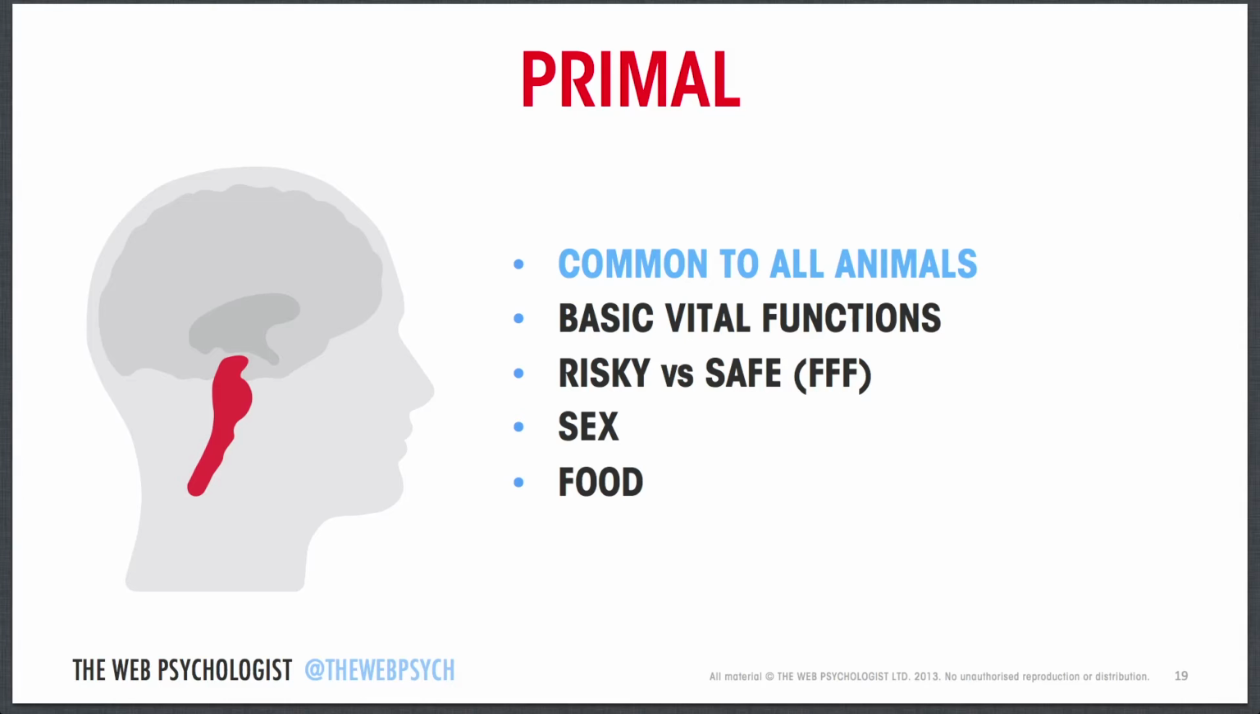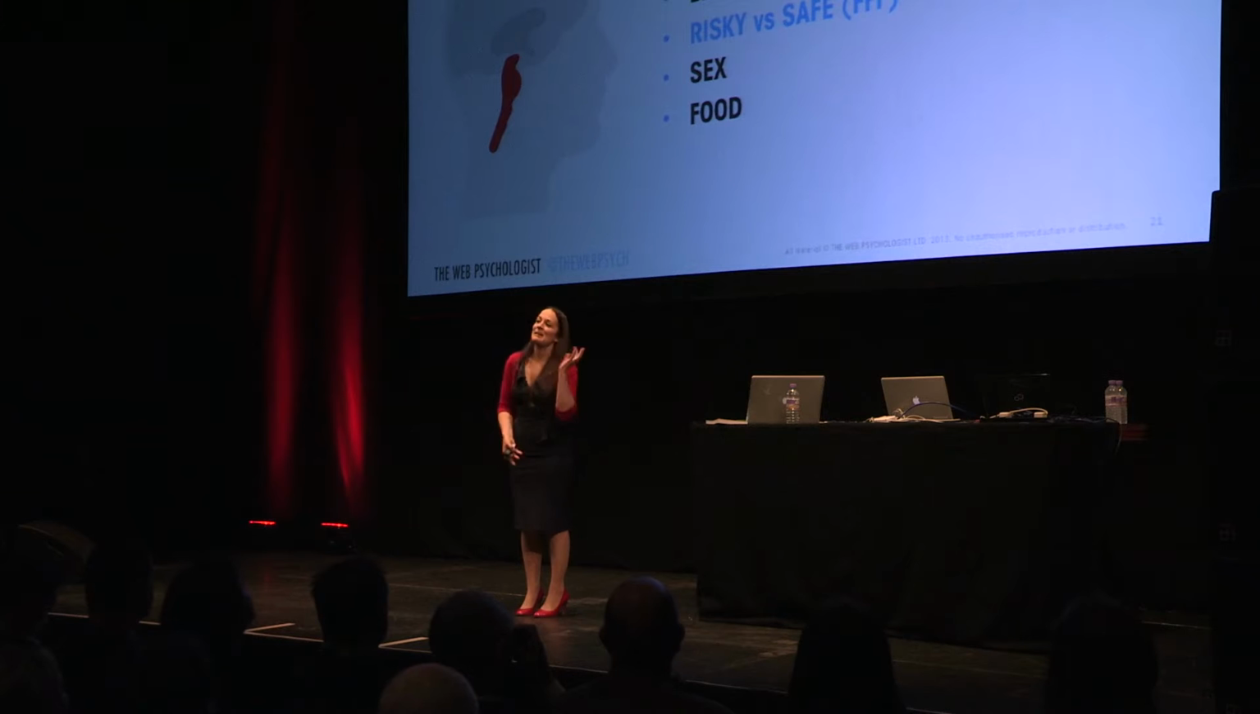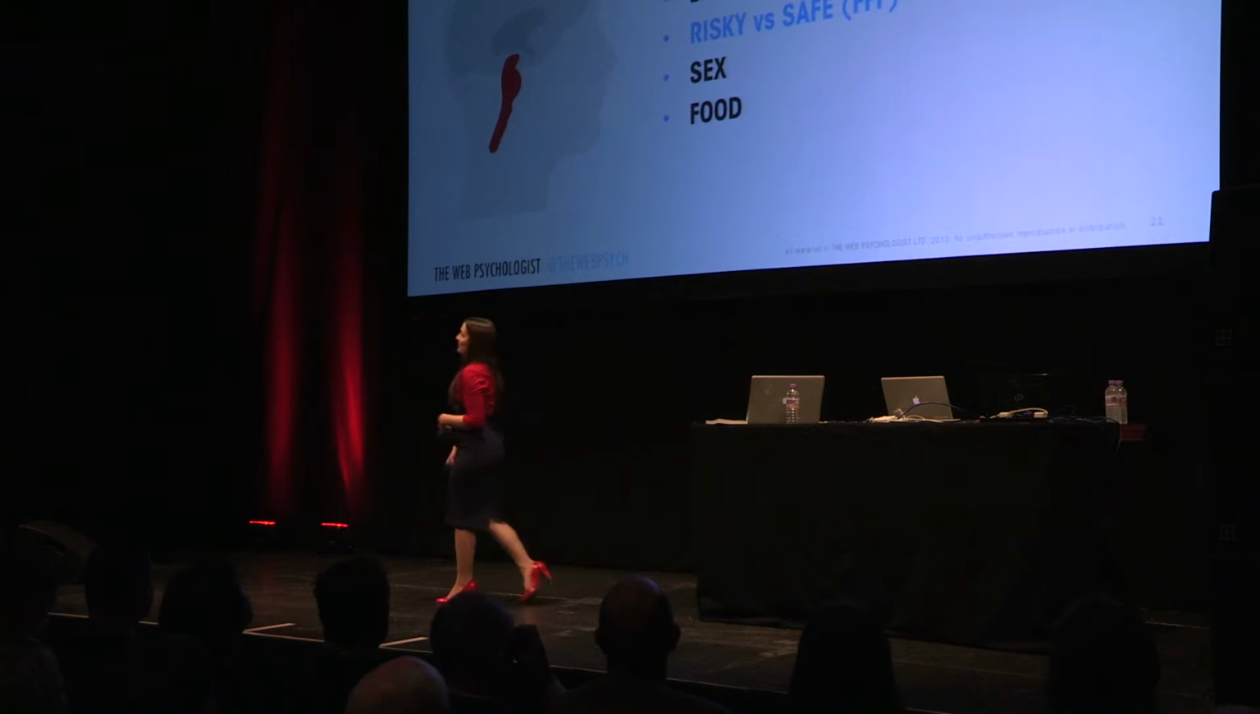We share it with all other animals. It also takes care of basic vital functions, things like digestion, heart rate, also arousal levels. It's the part of the brain that looks after your survival and the freeze, fight, and flight. This is particularly useful in this day and age. We're all glued to our phones, and you cross the street like I do, and then you think, oh my God, I'm going to get hit by a bus. And you either freeze, which is what happened to me last week, which is not very fun, or you run, or you fight if you're stimulated enough at that point.